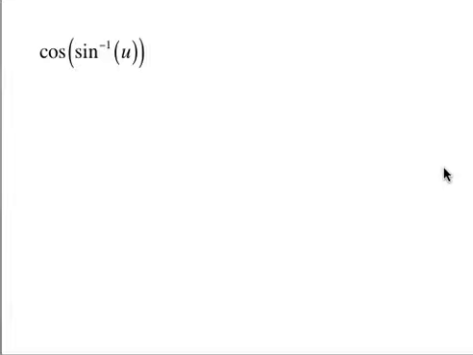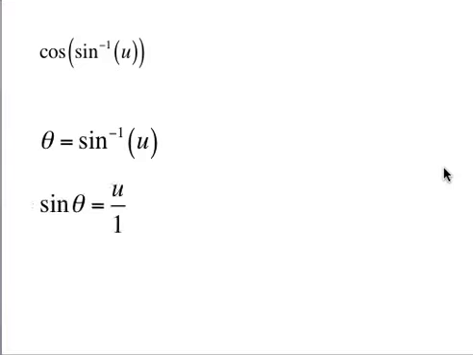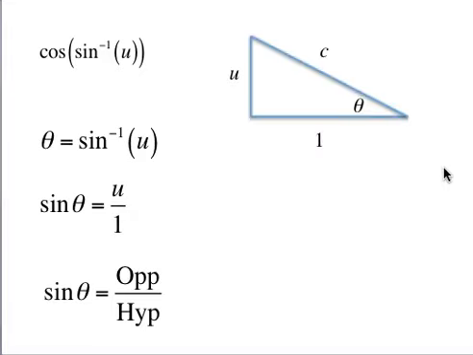One last question on this lesson. The cos of the inverse sine of u. I'm going to let theta equal the inverse sine of u, which means sine theta is u. But let's make that sine theta u over 1. And we know sine is opposite over hypotenuse. So let's draw a triangle again. The opposite is u. The hypotenuse is 1. Fixing that, the sine of theta is opposite over hypotenuse. The sine of theta is u over 1.